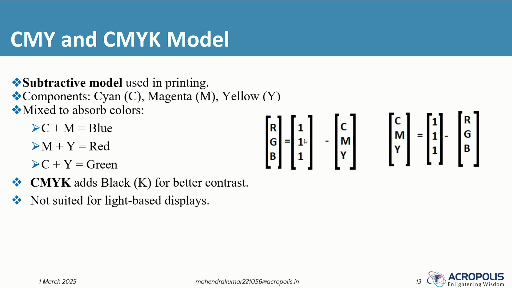Here we have a formula for finding RGB when we have a CMY: we just subtract the CMY values from 1, 1, 1. And vice versa, when we have to find CMY, we can find it through this formula, the matrix of 1, 1, 1, as seen, subtracting from the RGB colors.